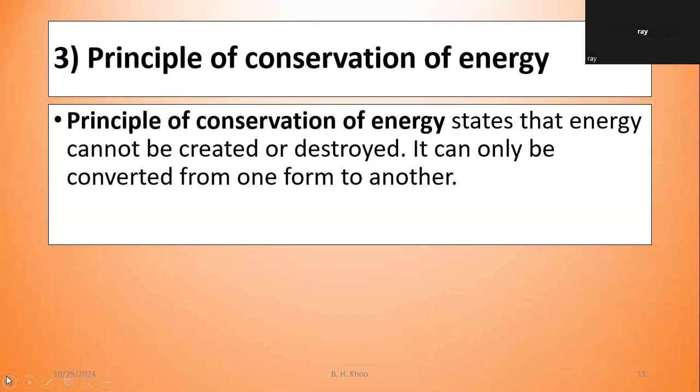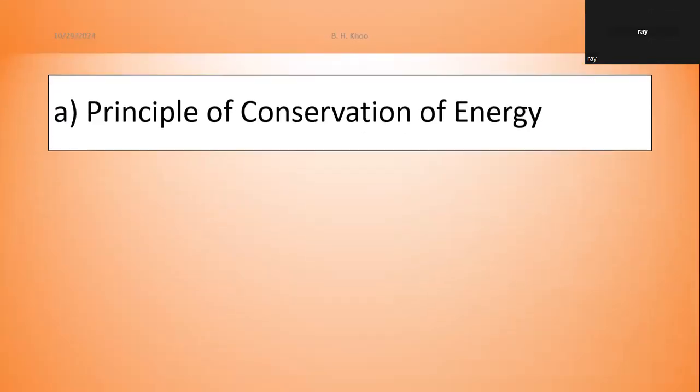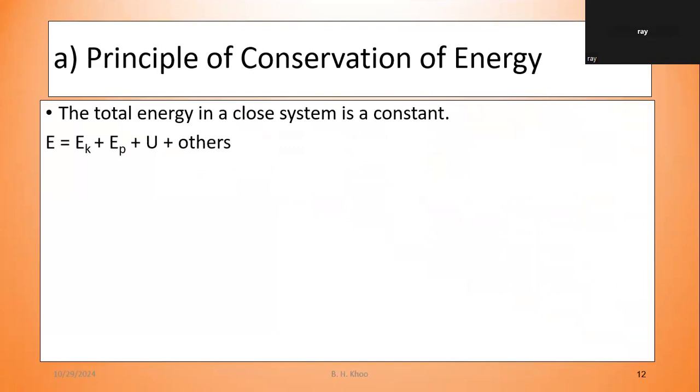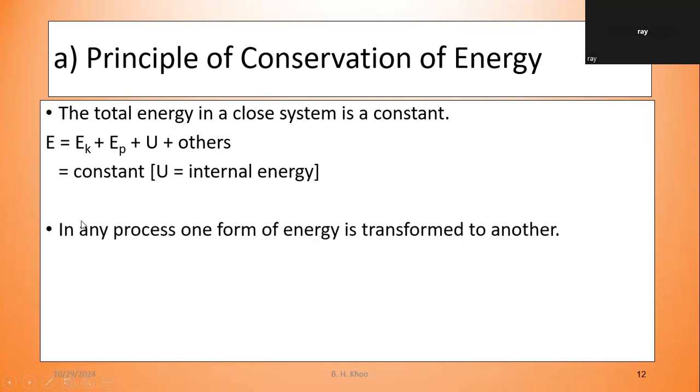Principle of conservation of energy states that energy cannot be created or destroyed. It can only be converted from one form to another. Total energy in a closed system is constant. It doesn't change in a closed system. Right? It changes from one form to another. So we can summarize it as E equals EK plus EP plus U. EK is kinetic, EP is potential, U is internal energy and other forms. And it's constant at any time.